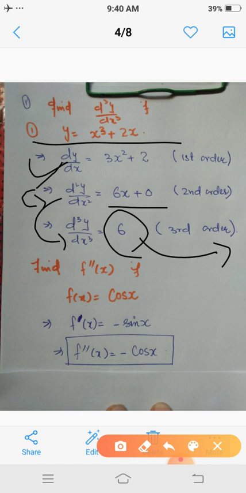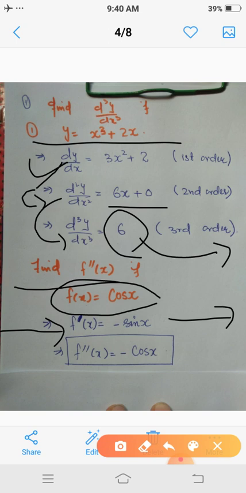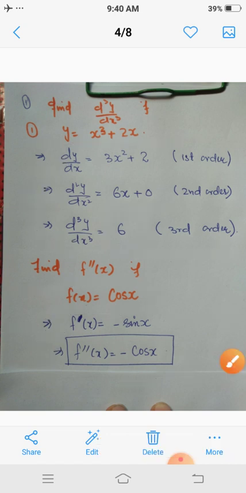Find f double dash of x means we have to find the second order derivative for f of x equals cos x. By differentiating, f dash of x is minus sin x. This is the first order derivative, while f double dash is obtained by differentiating f dash. Now differentiation of sin is cos, which implies that differentiation of minus sin is minus cos x. Hence this is the required f double dash of x, the second order derivative.